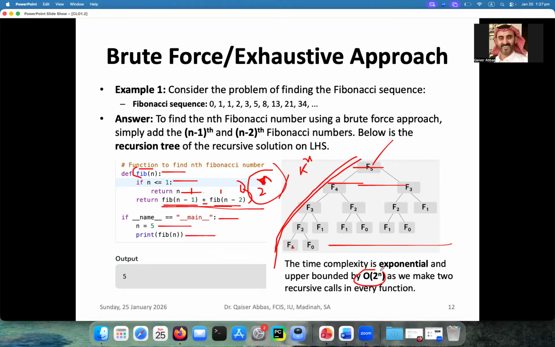What is the time complexity of this algorithm? Order of 2 raised power n. Why? I explained it to you. Two recursive calls, and it is executing n times. Due to that reason, it is 2 raised power n.